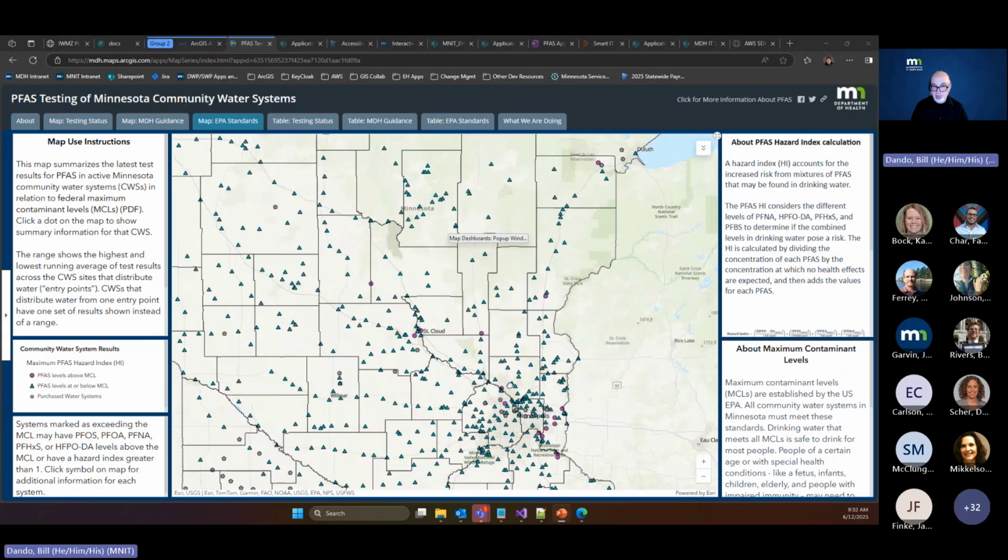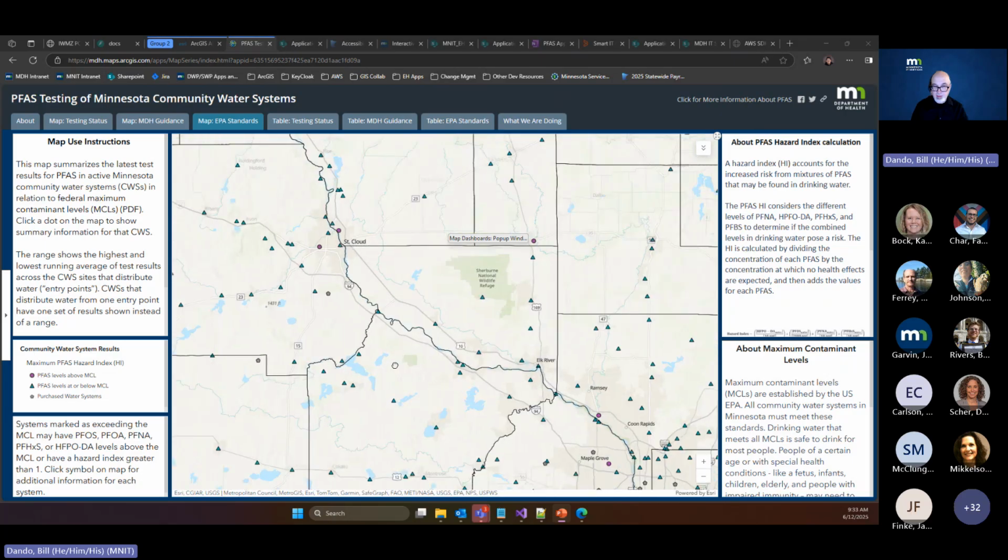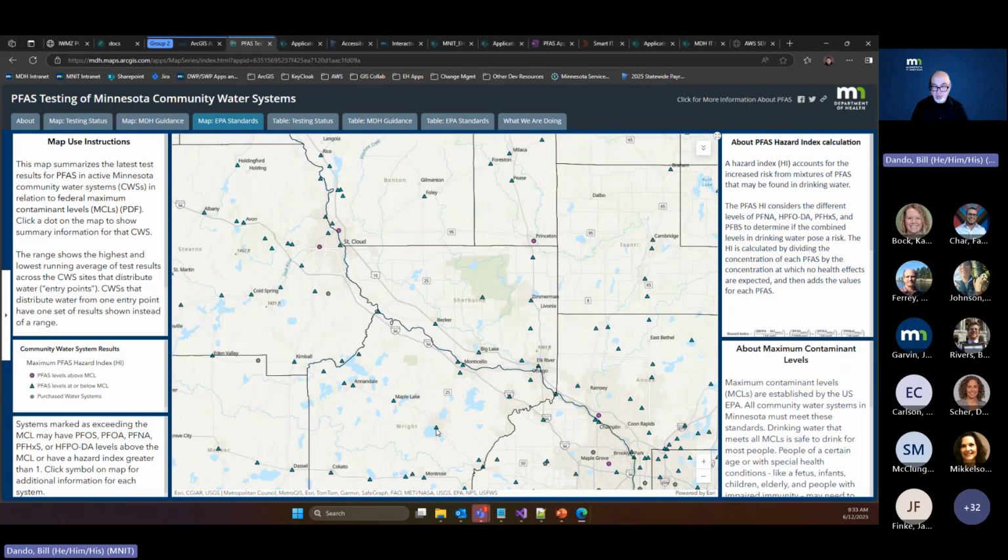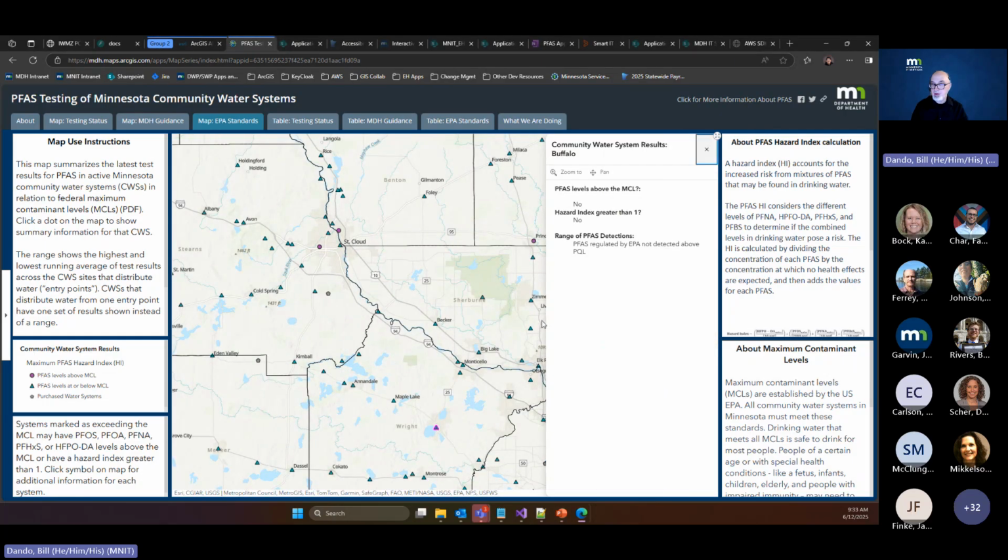let's look a little bit closer into the St. Cloud area. If we look at a given system, say Buffalo, this is typical for most systems in that there's not much going on really. We just have a couple of summary level things saying, PFAS above the MCL, no. Hazard index greater than 1, no. And then we don't have any detections there. All right, that's good to know.